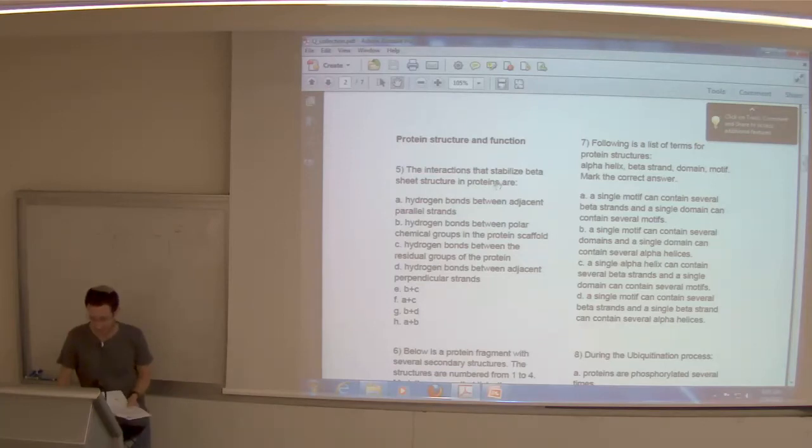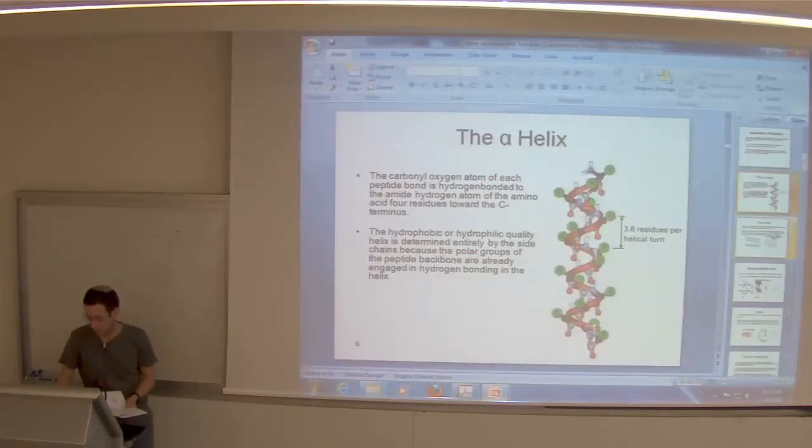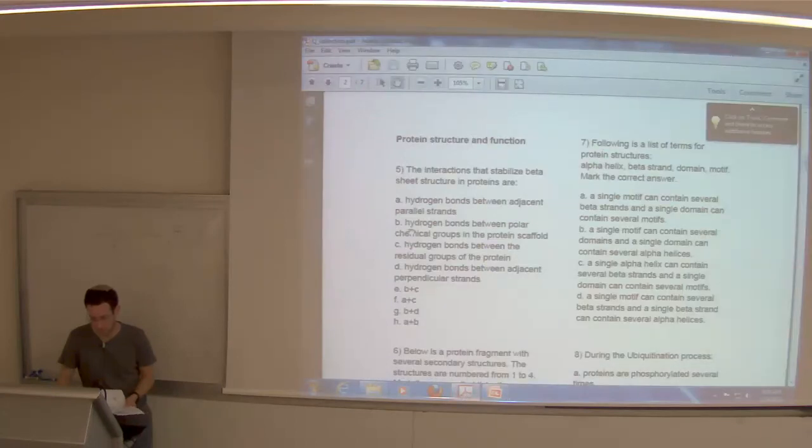The interactions that stabilize beta sheet structure in proteins are hydrogen bonds between adjacent parallel strands. This is what we see right here. This is absolutely a correct answer. So A is correct. Hydrogen bonds between polar chemical groups in the protein scaffold is also correct. And hydrogen bonds between residual groups of the protein is incorrect. Hydrogen bonds between adjacent perpendicular strands: they're usually parallel. You should say that D is incorrect. You have A and B, which is H.